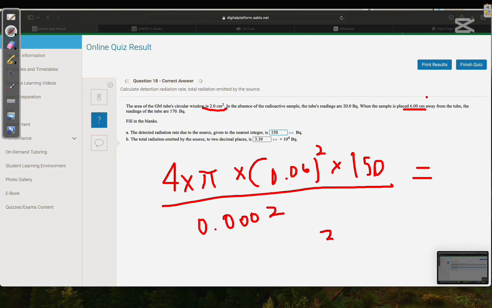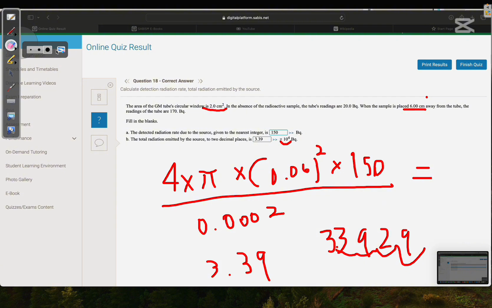33929. Since they're asking here to times 10 to the 4 or scientific notation, so you take 4 back. 1, 2, 3, 4. So we get 3.39 to 2 decimal places.